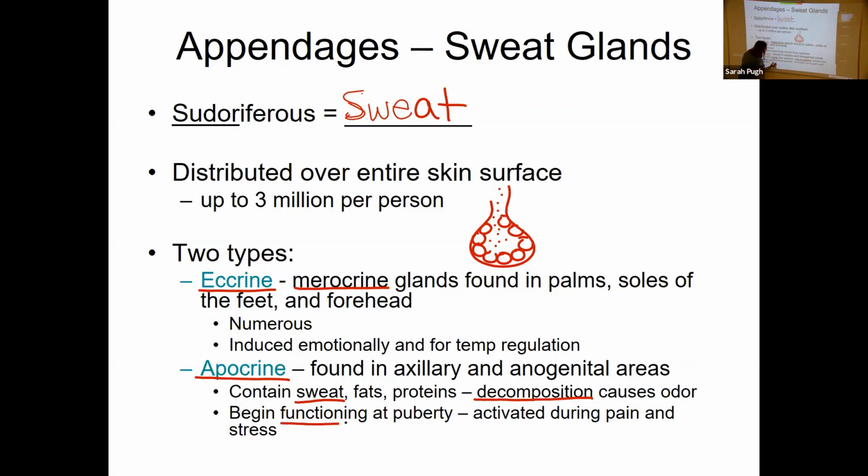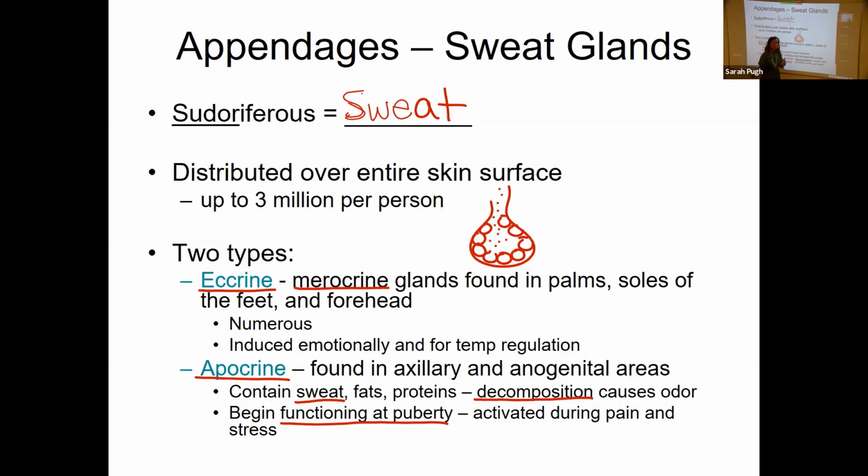Now, these do not start functioning until we hit puberty. Thank goodness, babies smell good. I love a good baby smell. I don't know how much I would like babies if they smelled like BO. That would be terrible. So these don't start functioning until we start releasing some sex hormones.